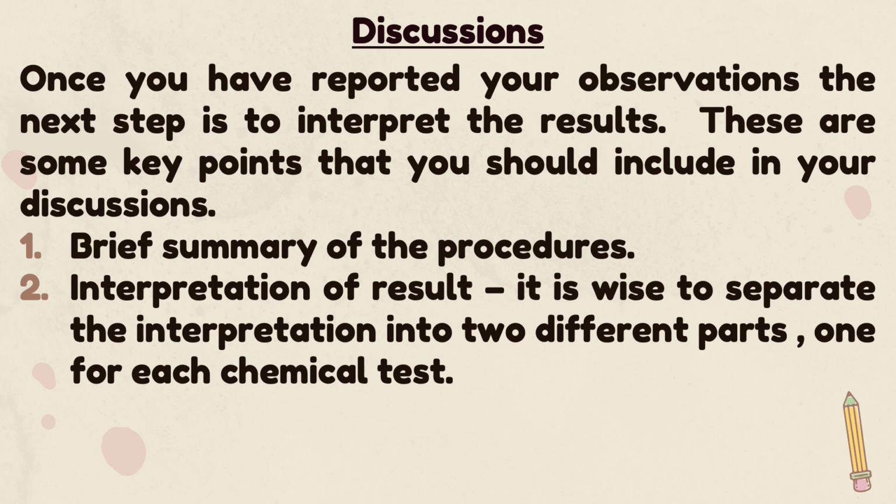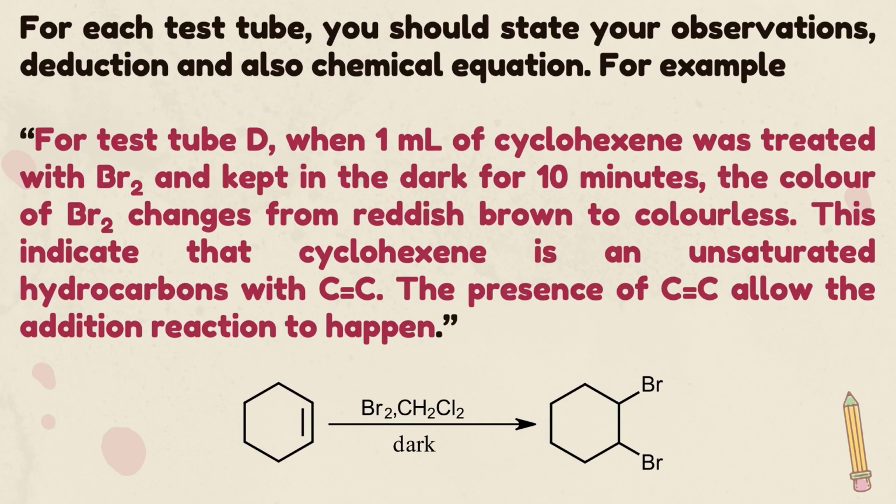This is the most important part. So since kita buat banyak chemical test, saya suggest awak separatekan interpretation of your result into two different type. One for each chemical test. So kalau awak buat 3 chemical test, awak akan separatekan kepada 3 chemical test. Dan dalam setiap satu chemical test itu, awak kena explain untuk setiap test tube yang awak gunakan. Sebab setiap test tube itu, dia maybe akan gunakan the same reaction ataupun tidak. So awak kena buat dekat setiap test tube.